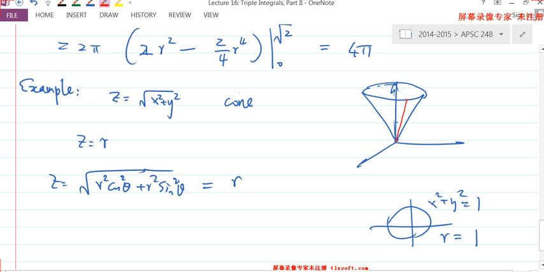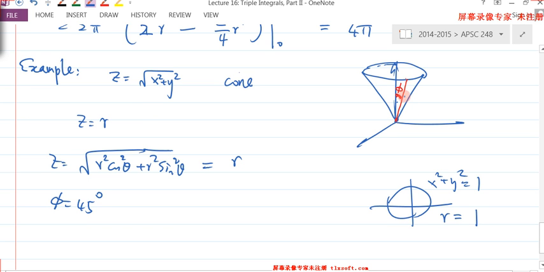Is that good? Now, ask yourself, what's the angle from the z-axis to the line that you just drew here? What's the angle from here to here? Let's call that angle phi. Somebody already said, it's 45 degrees, right? So why is it 45 degrees?